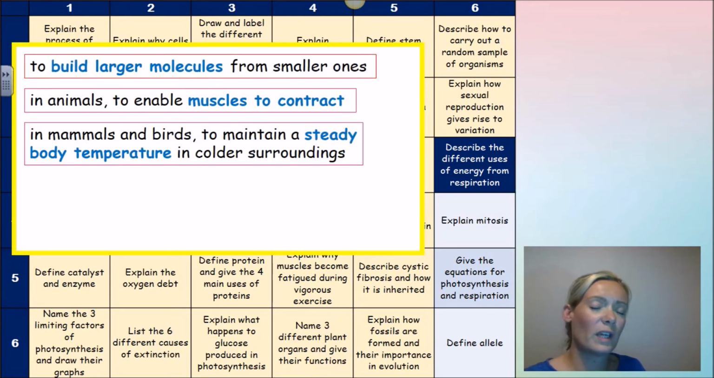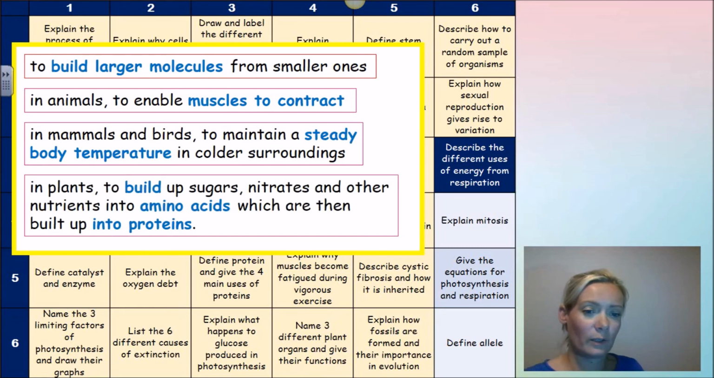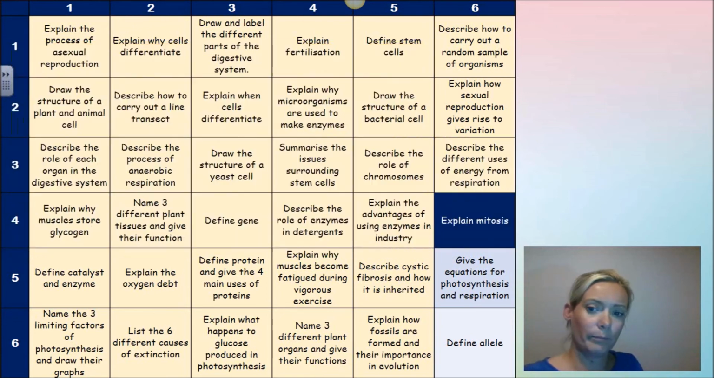So when we're really cold, to keep us warm, we're going to need to use energy. And also to build up sugars or nitrates into amino acids. Okay, amino acids are the building blocks of that protein. Remember I said that we're making those amino acids, and they join together to form that protein.